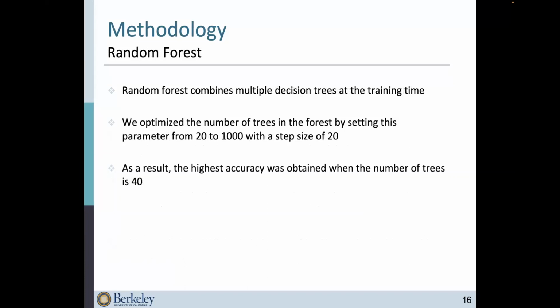And then classification trees form the random forest, which combines multiple decision trees together at training time. So we optimize the number of trees in the forest by setting this parameter from 20 to 1000 with a step size of 20. And we found that the highest accuracy was obtained when the number of trees is 40.